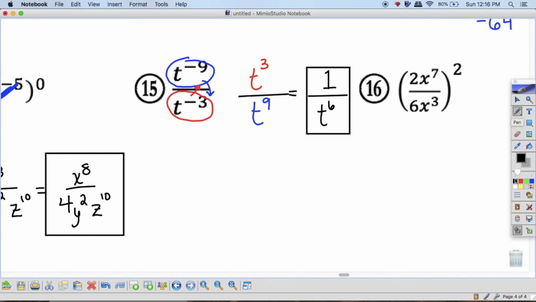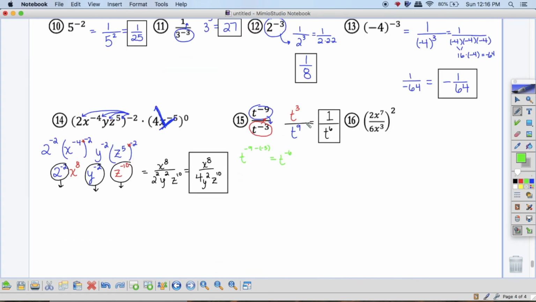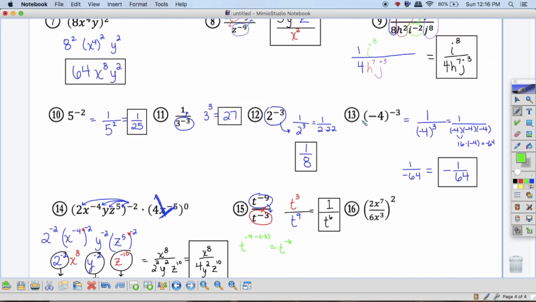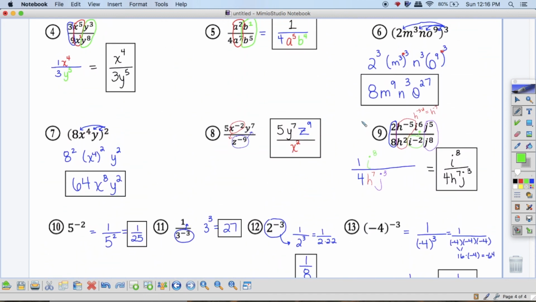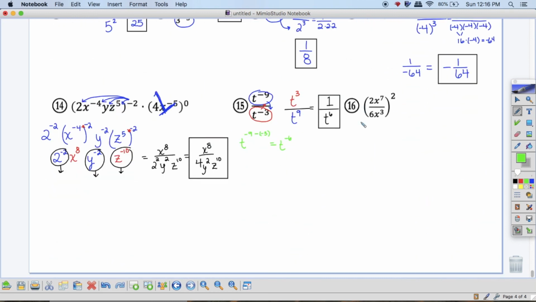Let's look at another way you could have done this. We could use our shortcut, which is to subtract. Negative 9 subtract negative 3. What is negative 9 subtract negative 3? It's t to the negative 6 power. And you cannot leave a negative exponent in your answer. If you look at all of our answers, none of them have any negative exponents left over. If there's a negative exponent in the answer, you're not done. You cannot leave a negative exponent in an answer ever.